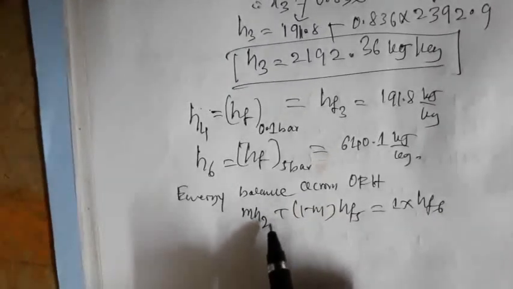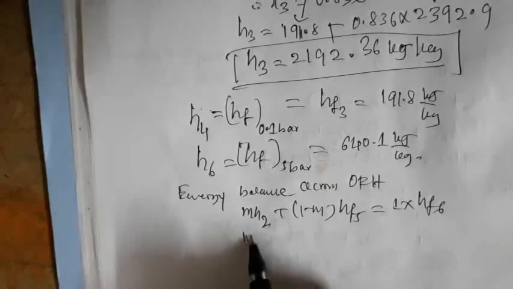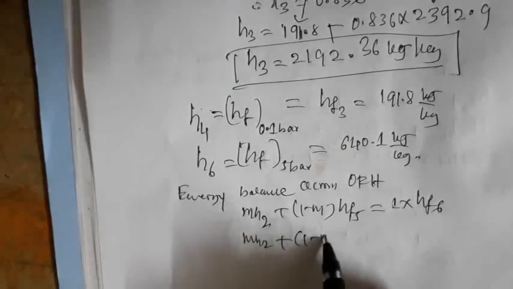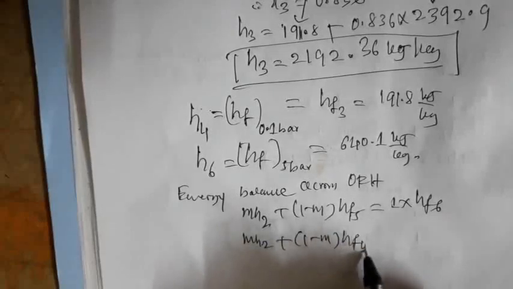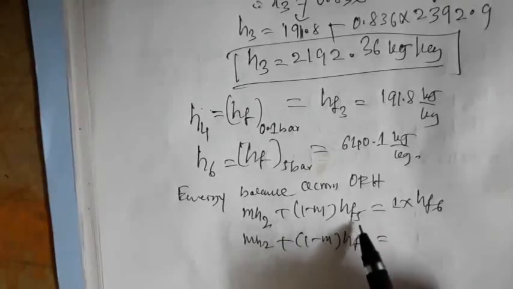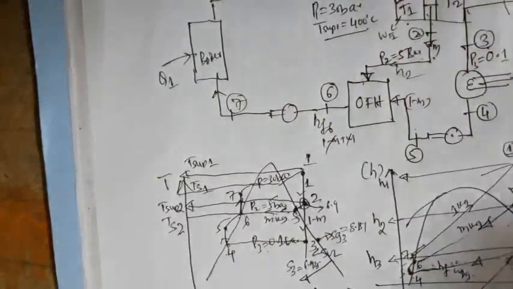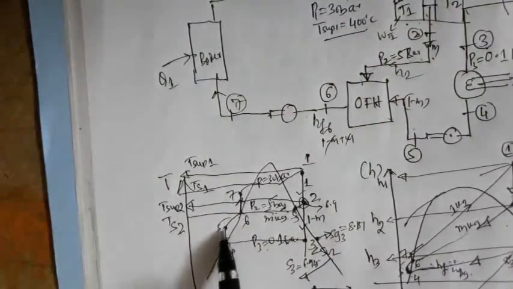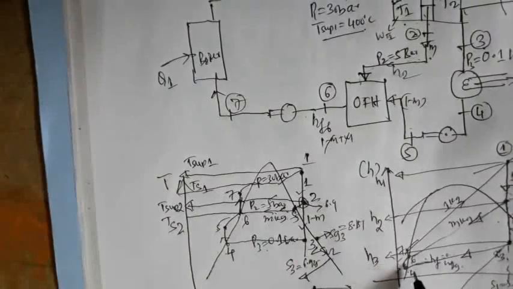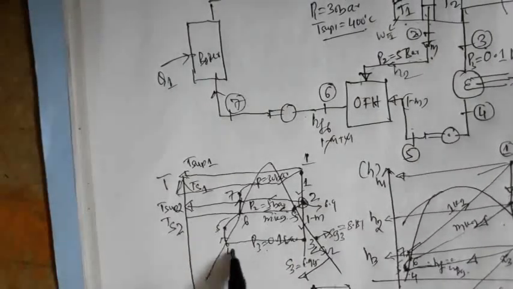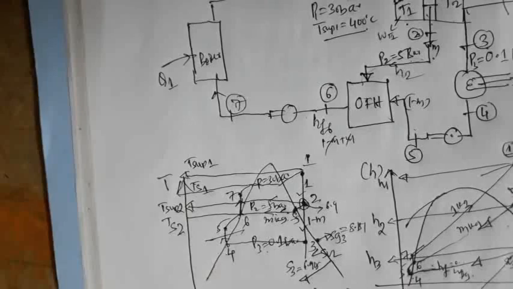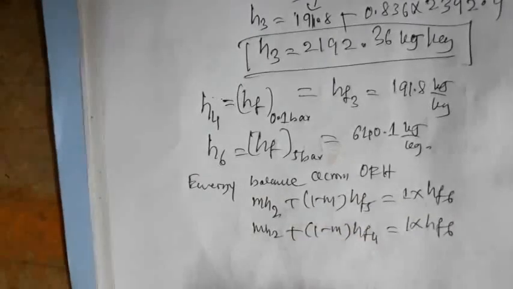Let me simplify this with simple mathematics. M H2 plus 1 minus M HF4, I am going to write, because HF5 is the enthalpy at 5, which is also equal to the enthalpy at 4, because pump work is negligible here, so I am replacing it with HF4, which is equal to 1 into HF6.